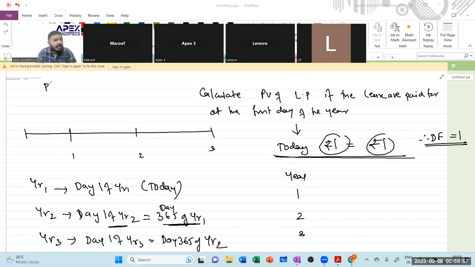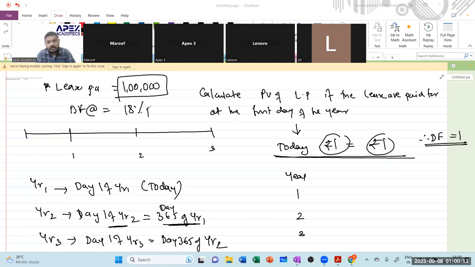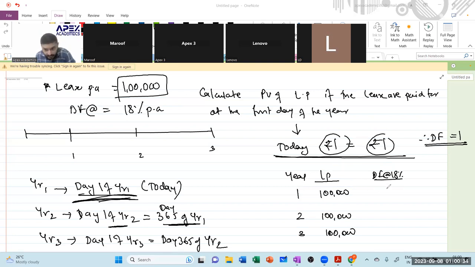How much lease do you want to take? Lease per annum, how much? I'll take 1 lakh. Easy to calculate. Discounting factor, how much do you want? You decide. 18%? You're comfortable? Yes. Lease payment, 1 lakh. Discounting factor at the rate of 18% for the first day of the first year will be 1.